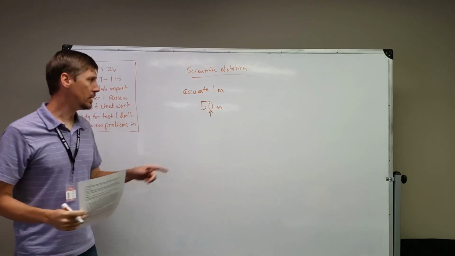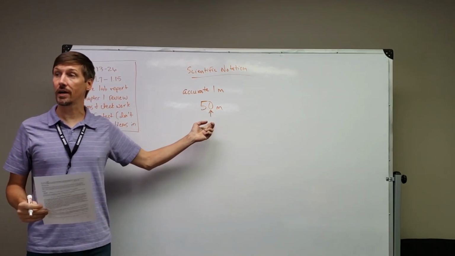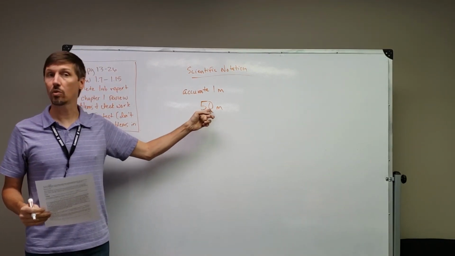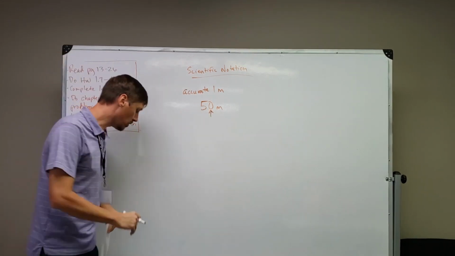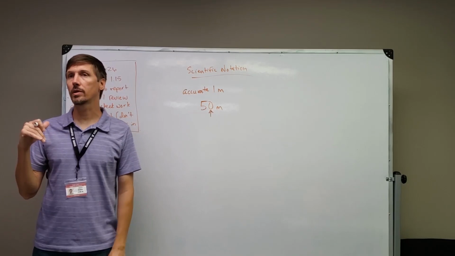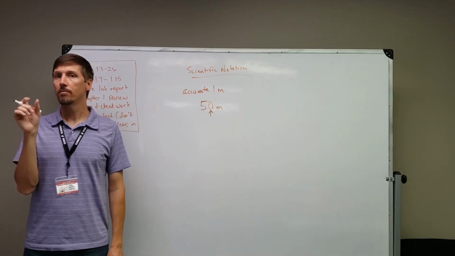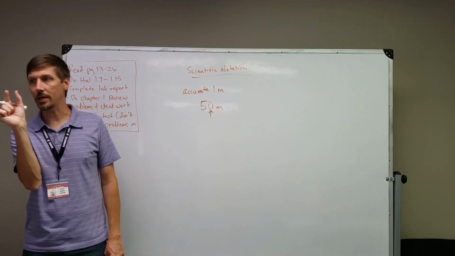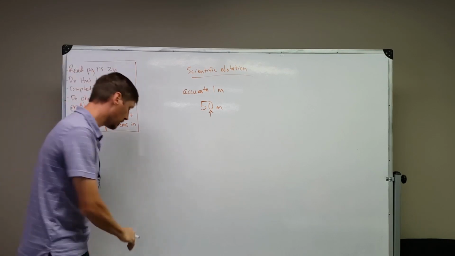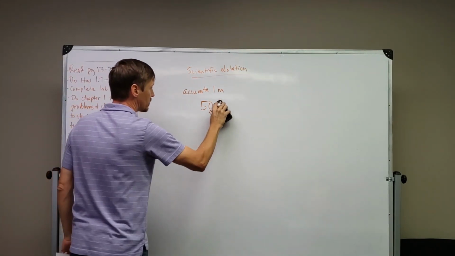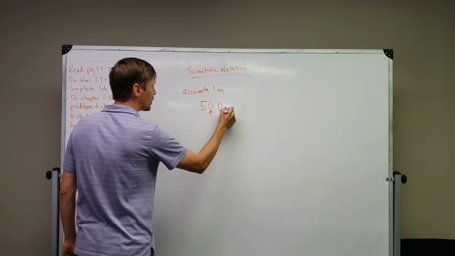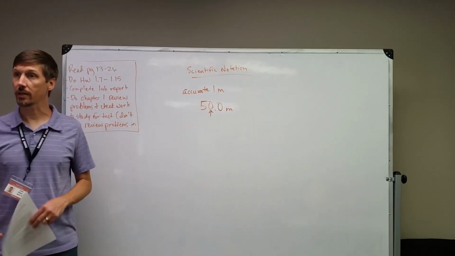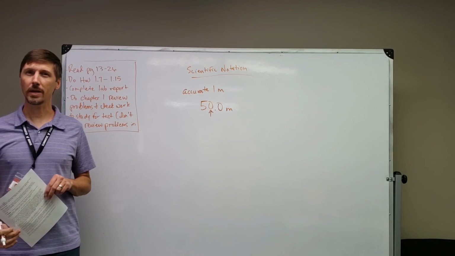This is not the correct way because, basically, when our instrument is accurate to 1 meter, it means that the tick marks on our measuring device are to the ones place. Every 1 meter there's a tick mark. And remember, whenever we're using a measuring device, we always want to estimate in between the tick marks, so we would go to one more decimal place. So to write this with the correct precision, I need to write 50.0 meters like that. Is everybody clear on that?